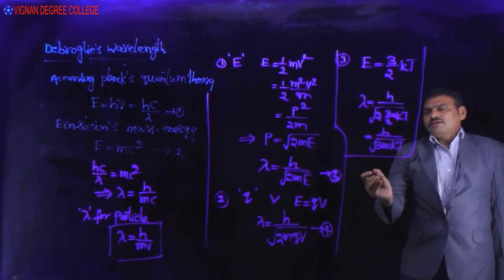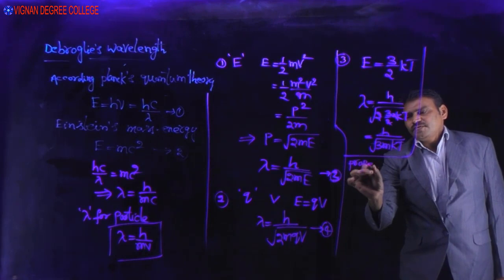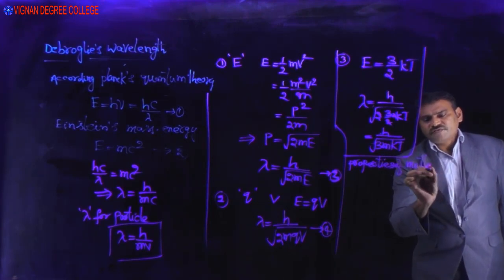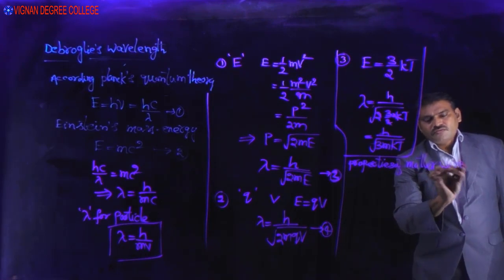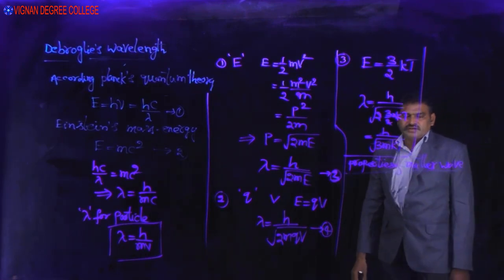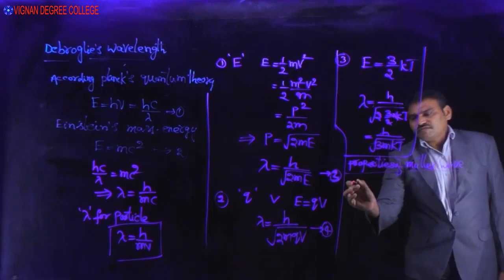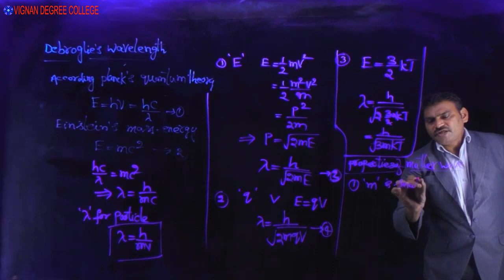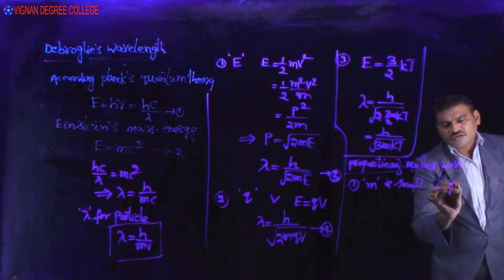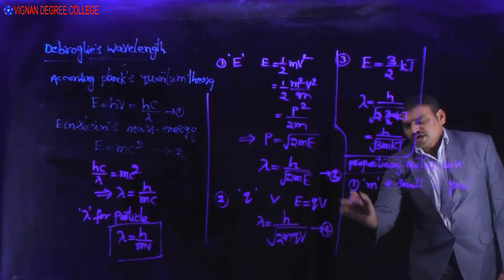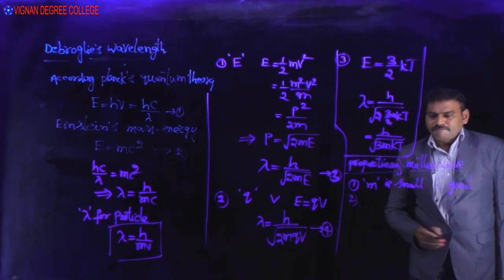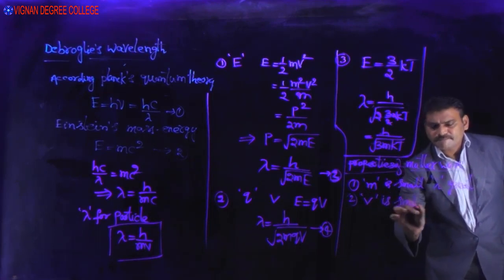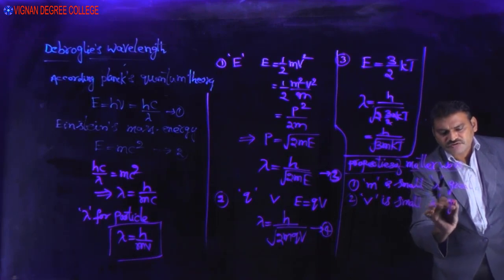Now discuss the properties of matter waves. Matter waves have different properties. First property: when the wave is associated with lighter particles, it has a greater wavelength. If the mass m is small, the wavelength lambda is a high value. The second property is, if the particle's velocity v is small, lambda is a high value, that means a great value.